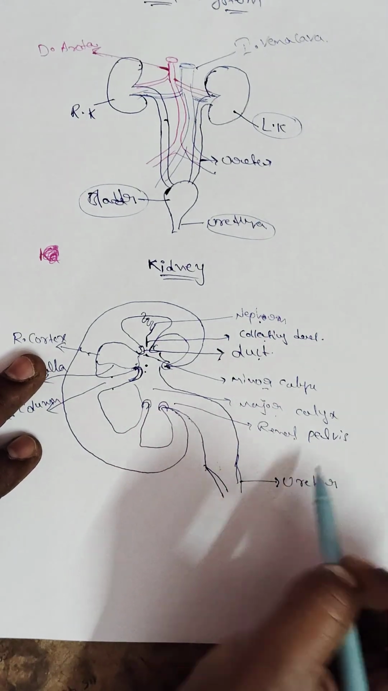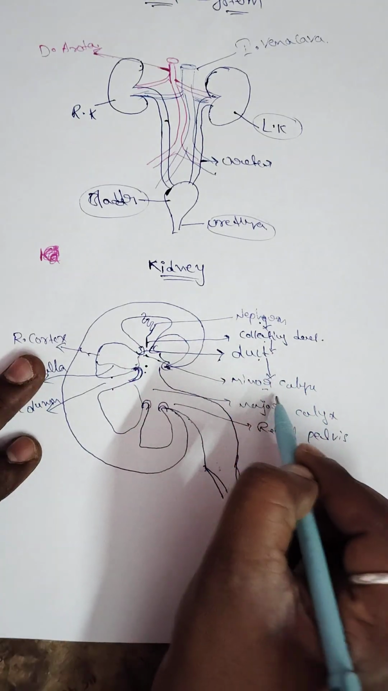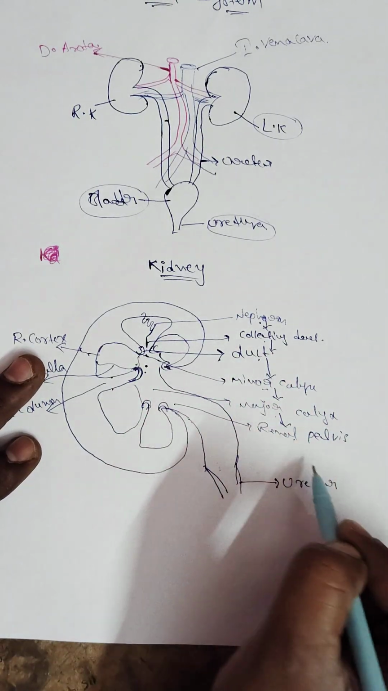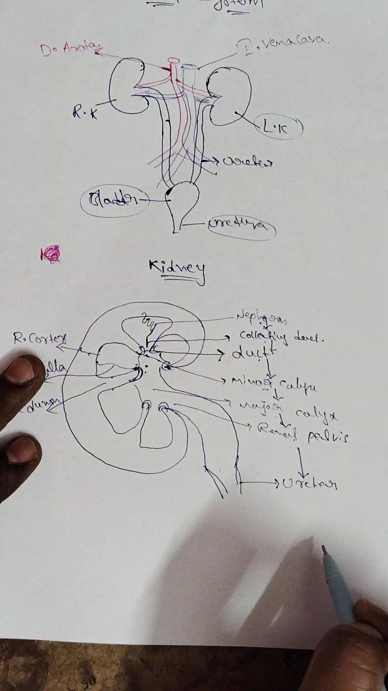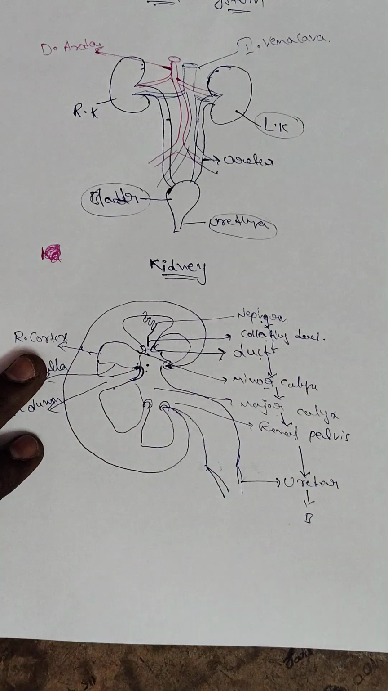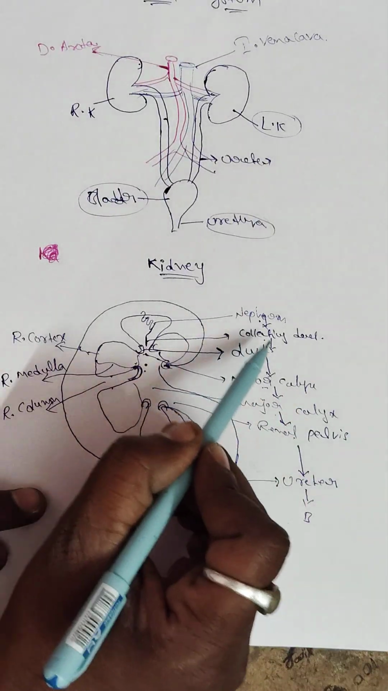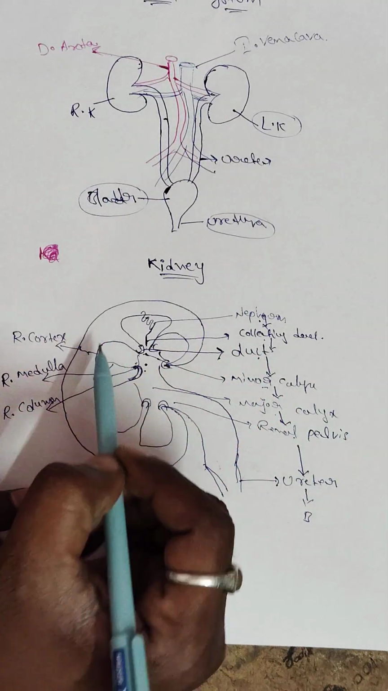calyx, renal pelvis, ureter. In this same way, urine is formed and transferred from the ureter to the bladder, and eliminated from our body. This is the pathway, the urine drainage pathway. And these are the parts.